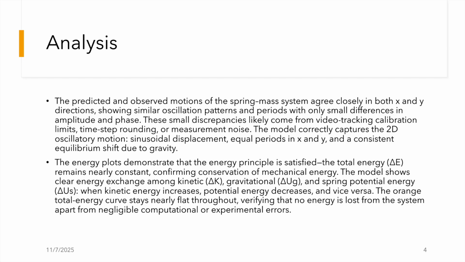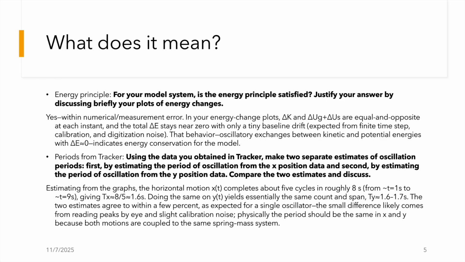The total energy remains nearly constant, confirming conservation of mechanical energy. The model shows clear energy exchange among kinetic, gravitational, and spring potential energy. When kinetic energy increases, potential energy decreases, and vice versa. The total energy curve stays nearly flat throughout, verifying that no energy is lost from the system apart from negligible computational or experimental errors. So what does this mean?